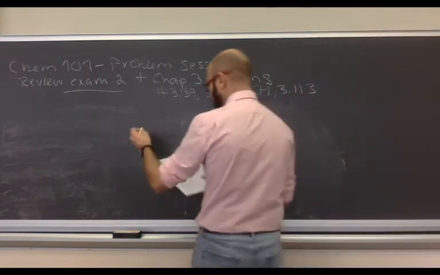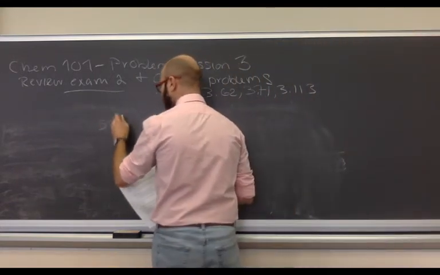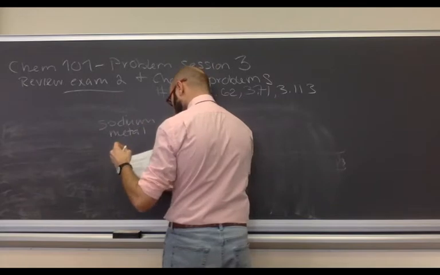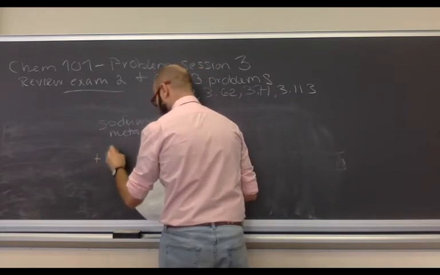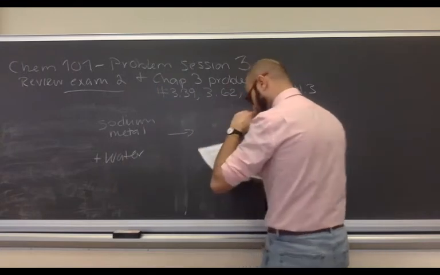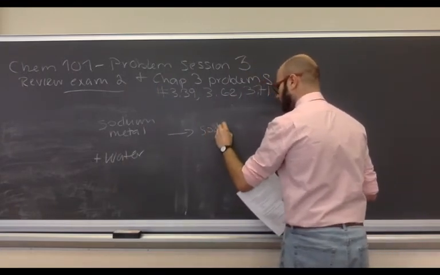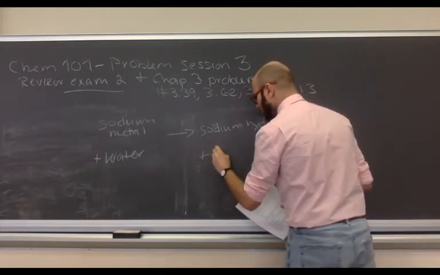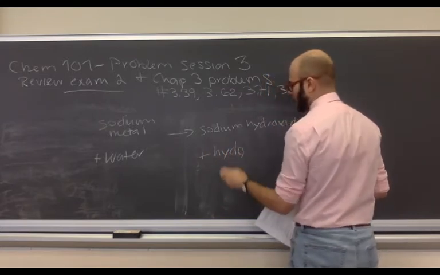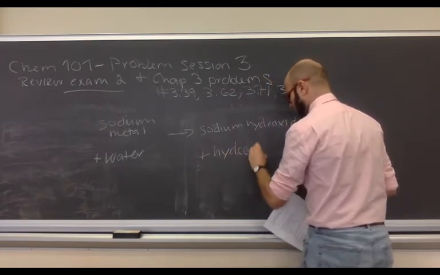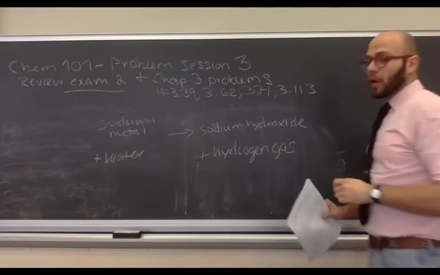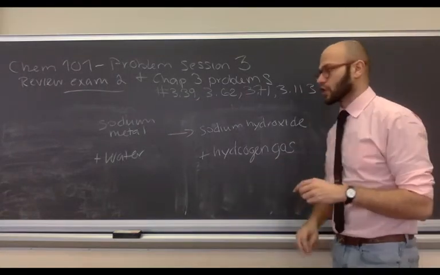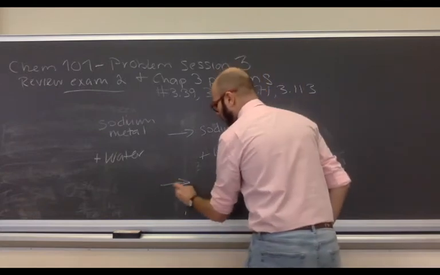So you were asked to come up with the equation between sodium metal, plus water, which is with a W, and that goes to sodium hydroxide and hydrogen gas. And so this really wasn't a balancing question. I didn't grade anybody based on whether they balanced this reaction. It was more of a naming question. So let's take a moment to break down what our reaction should look like.